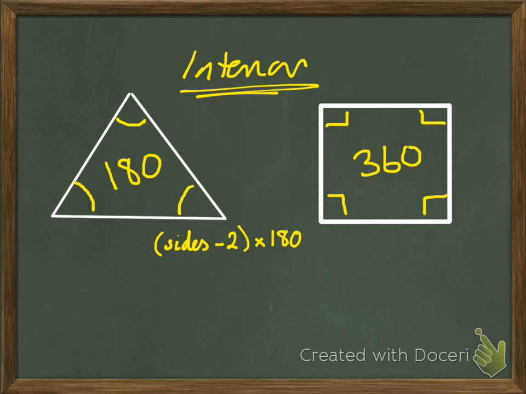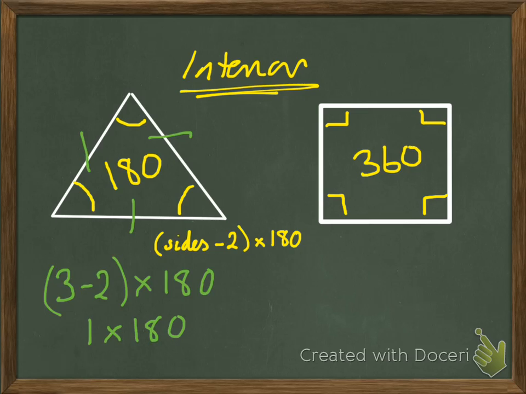Okay, for the triangle, how many sides have I got? Well, I've got 1 side, 2 sides and 3 sides. So I've got 3 minus 2 times 180. Well, you know what 3 minus 2 is? 3 minus 2 is 1. So it's 1 times 180. And 180 times 1 is what we've got there. So it works for the triangle.